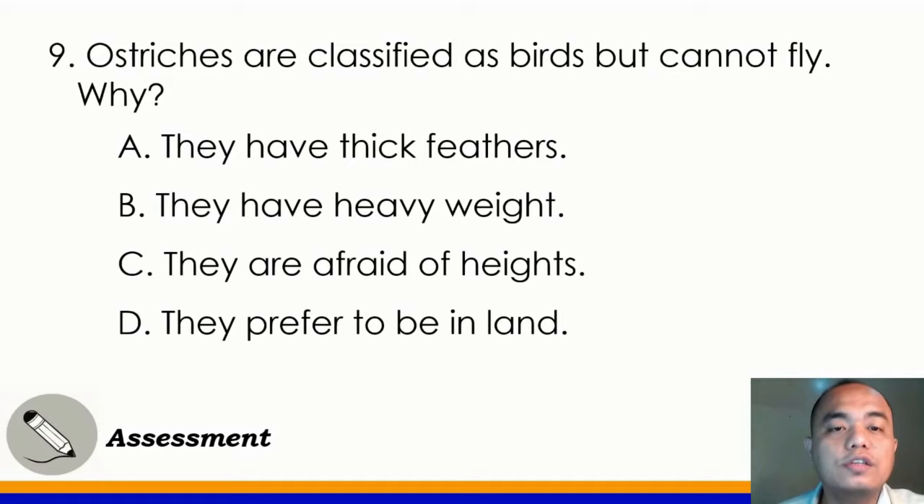Both on land and in water. Number 9. Ostriches are classified as birds but cannot fly. Why? A. They have thick feathers. B. They have heavy weight. C. They are afraid of heights. Letter D. They prefer to be in land.